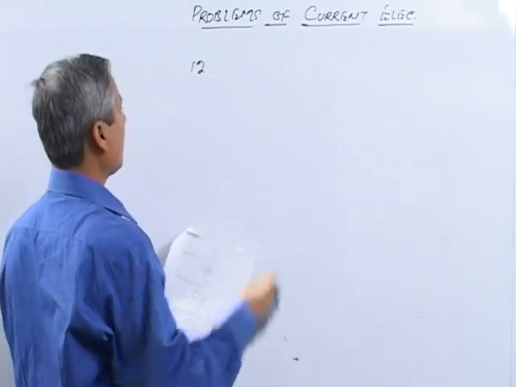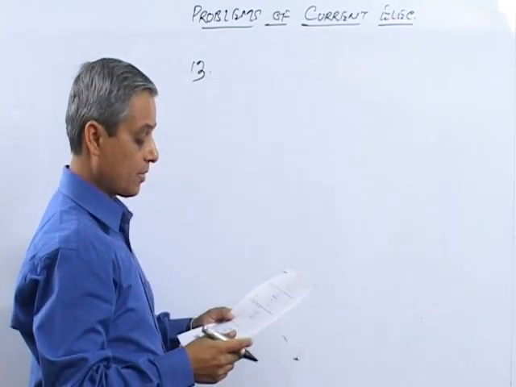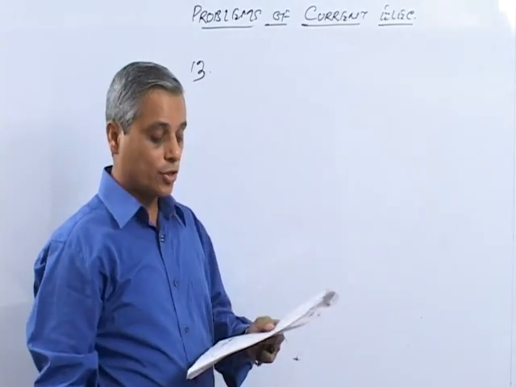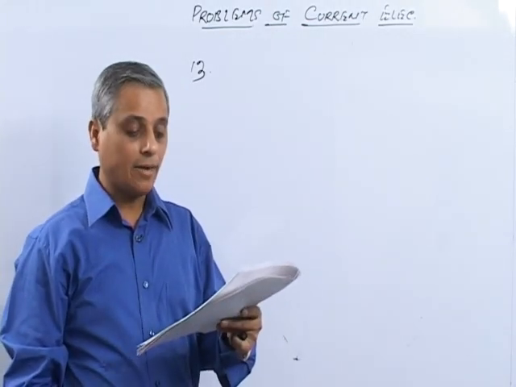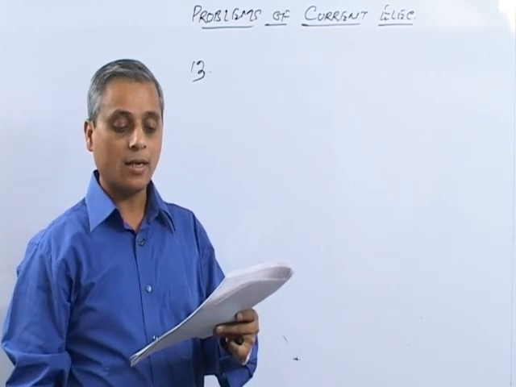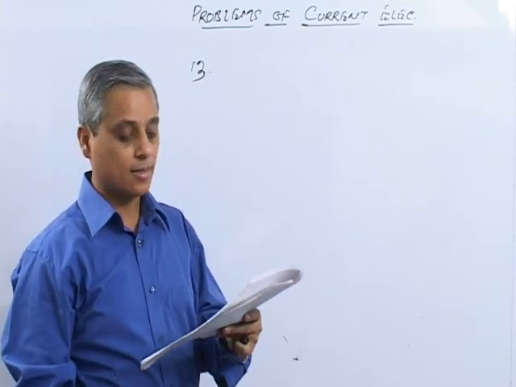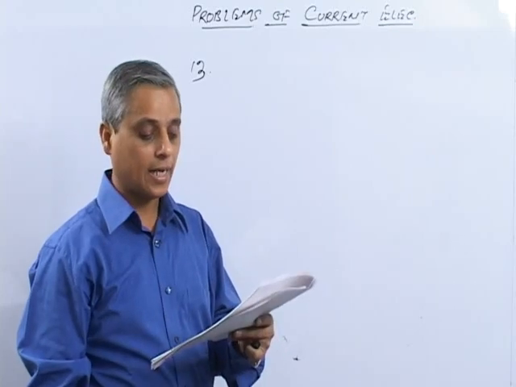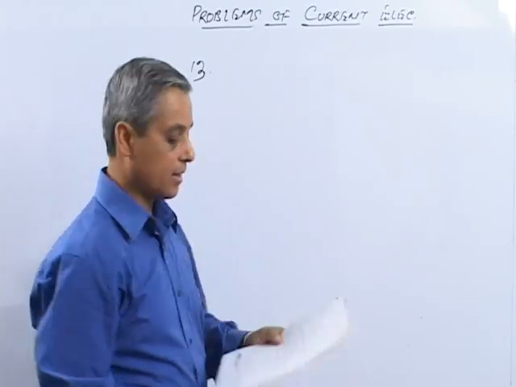Question number 13, again we have a figure. The question goes like this: the equivalent resistance between terminals A and B of the circuit consisting of 7 resistors, each of resistance R as shown in figure, is.